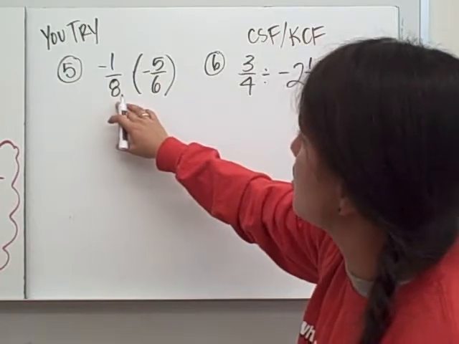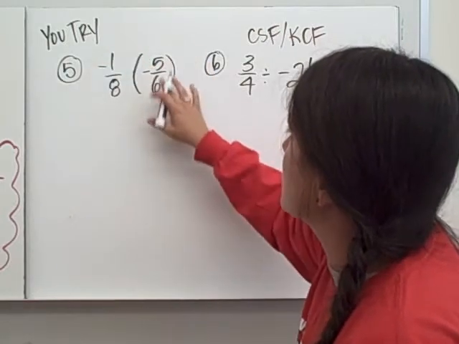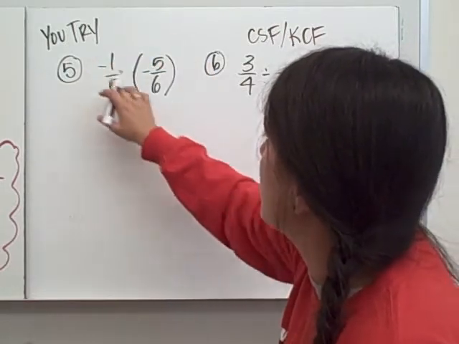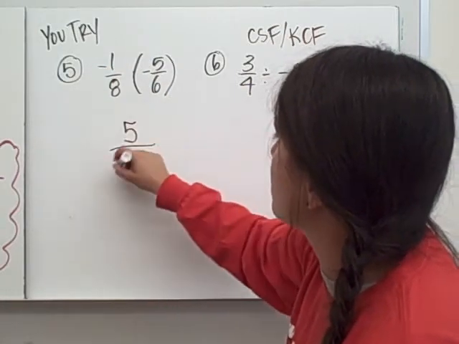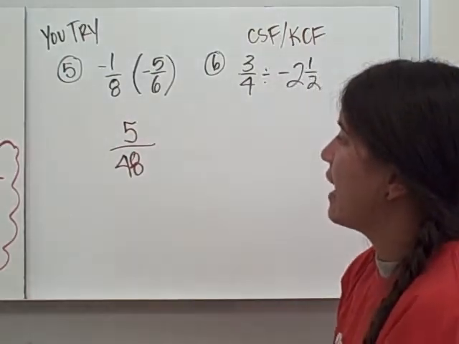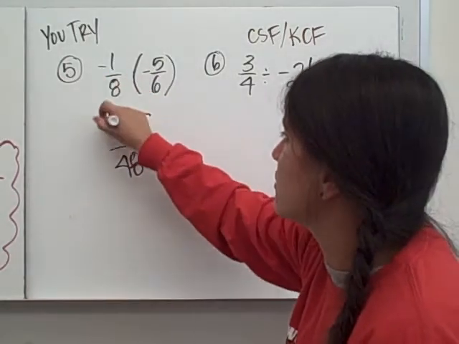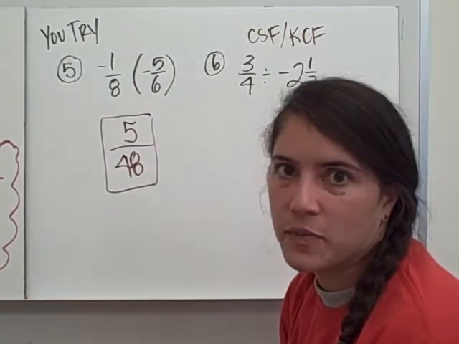So I don't need to change anything. I don't see any cross canceling, so I'm going to multiply. 1 times 5 is 5. 8 times 6 is 48. And these are both negative, so my answer is going to be positive. That one was pretty easy.